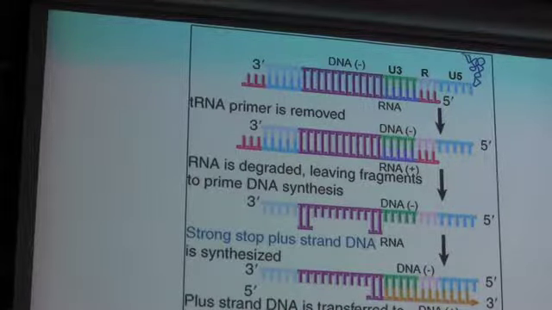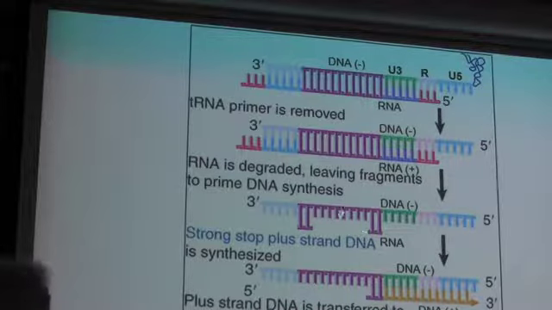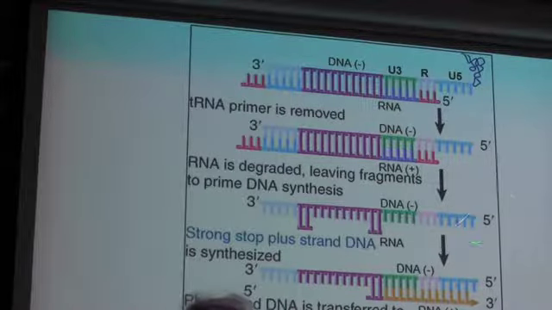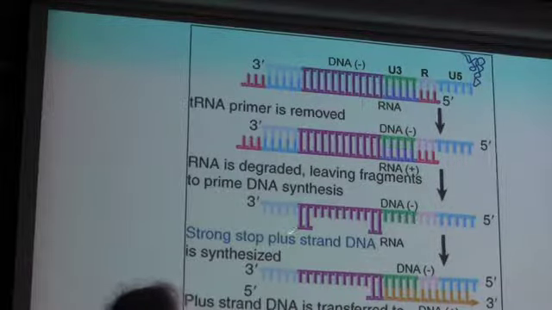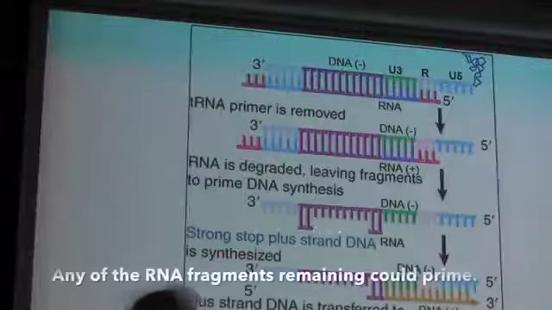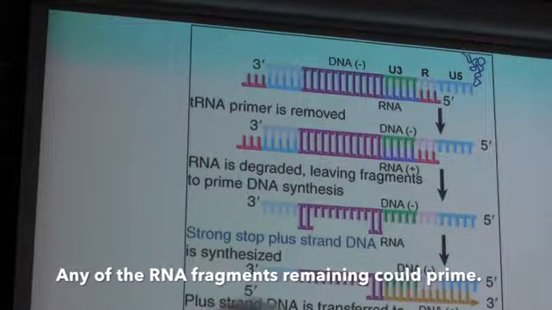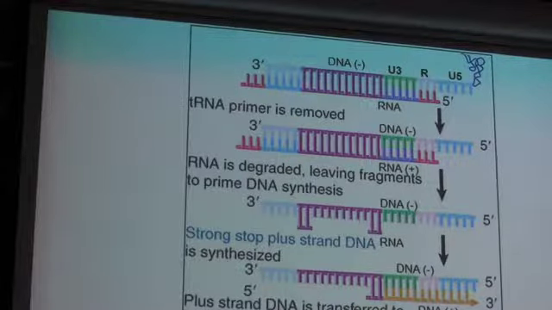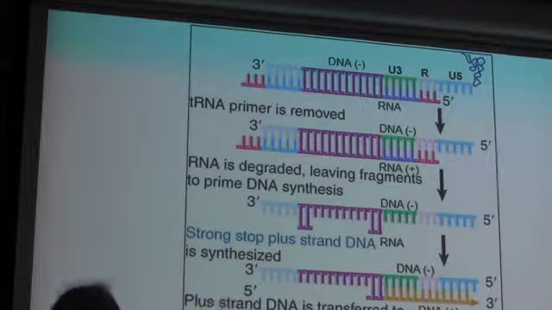Any of those little stretches can act as a primer. Usually it's the one that's closest to the right end, but it could be on here, you could extend it all the way to the end. There's no one particular place that it primes. It's just a random priming by these little degradation products of the RNA that are left in place on that newly synthesized partial minus strand.